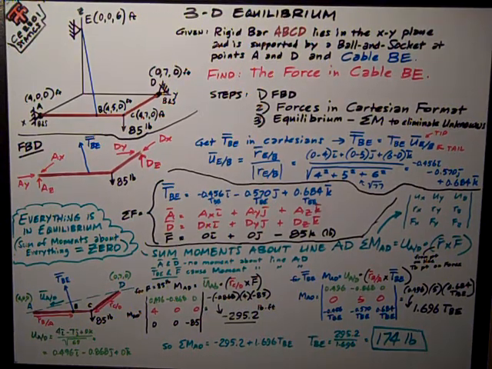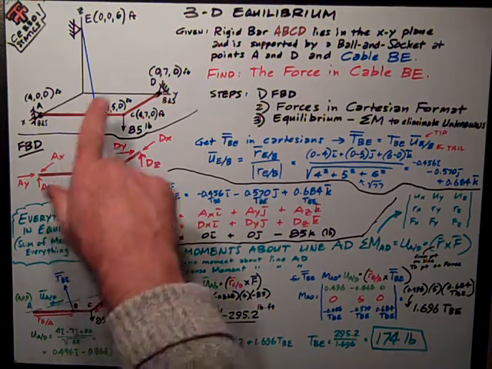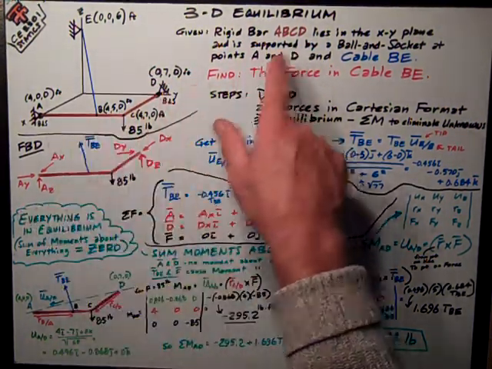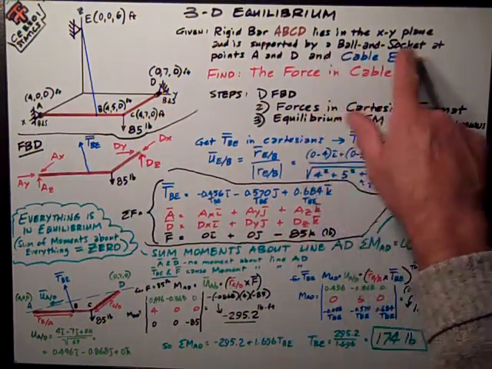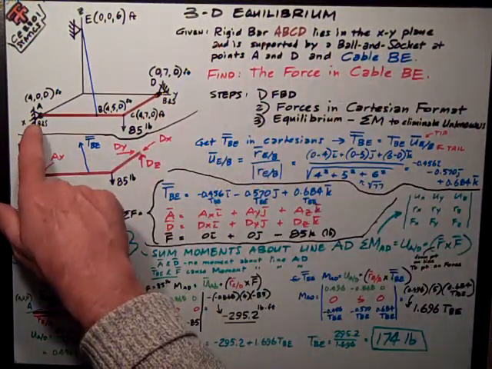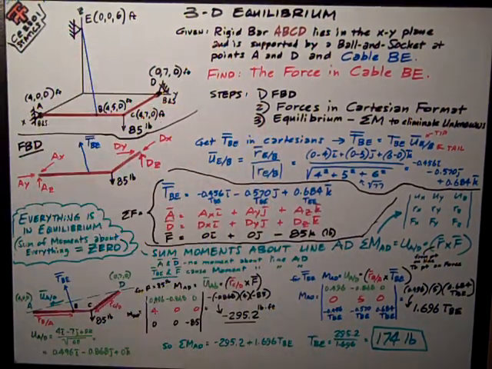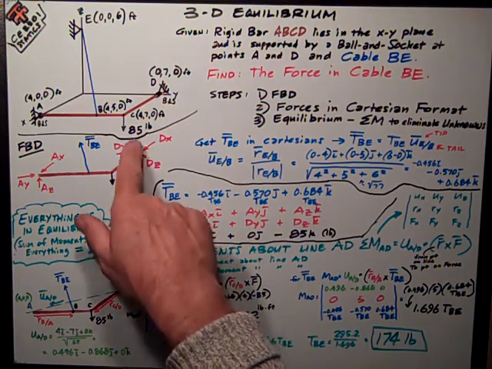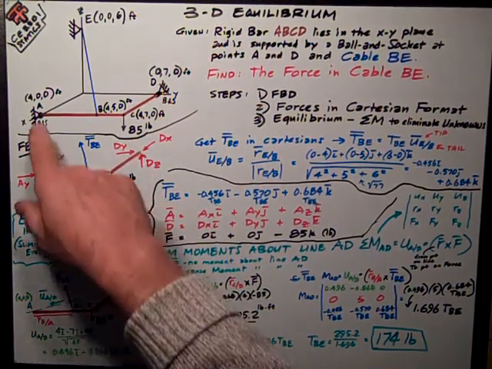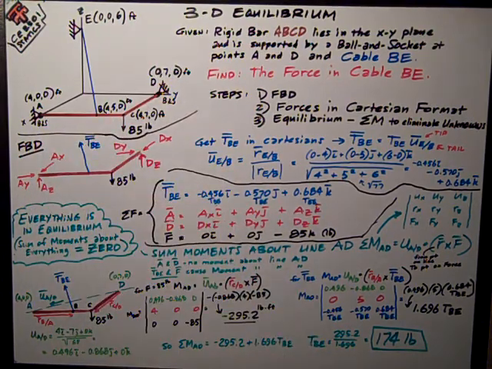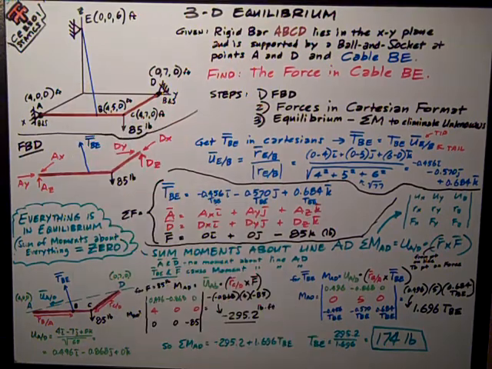We've got a 3D equilibrium problem here, solved for the force in the cable. We're given that we have a rigid bar ABCD, which lies in the XY plane and is supported by a ball and socket at points A and D, and this cable BE. We also note that we have an applied force out here of 85 pounds. The coordinates of all those points are given, and we want to find the force in the cable BE.